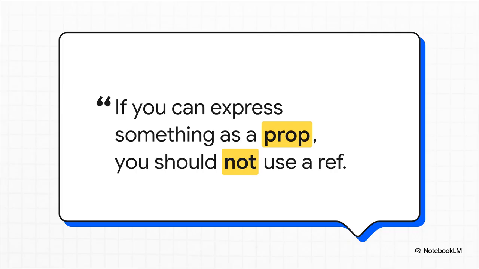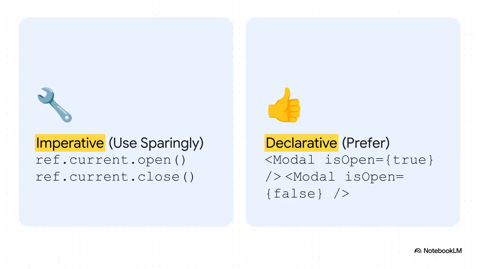So if you catch yourself wanting to make open and close methods for a modal component, stop. That's a huge sign that what you really need is an isOpen prop. And this slide shows it perfectly. On the left, you've got the imperative way, calling methods on a ref. On the right, you have the declarative, the React way, controlling the component with props. This is what you should always prefer, because it keeps your data flowing in one predictable direction.